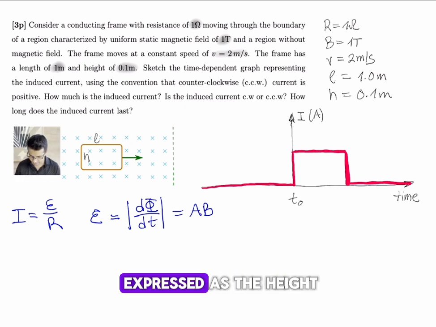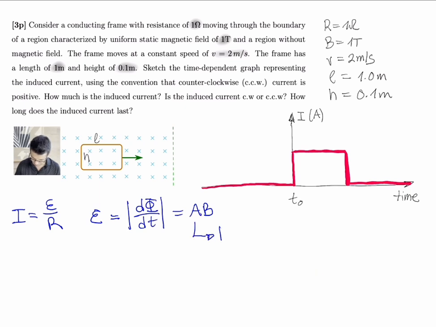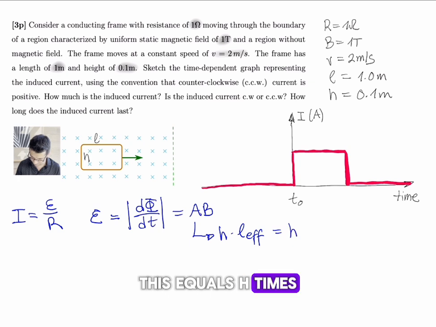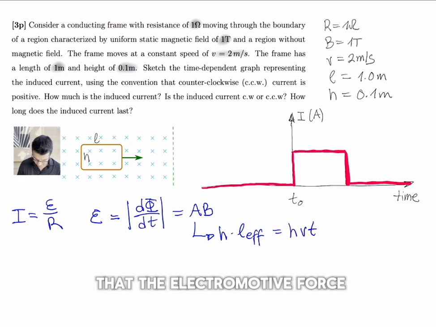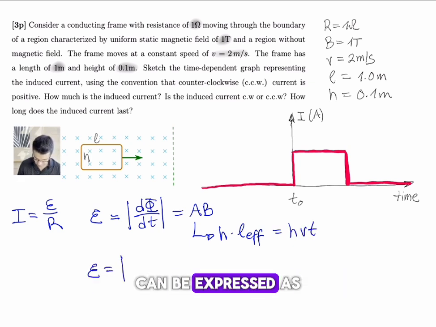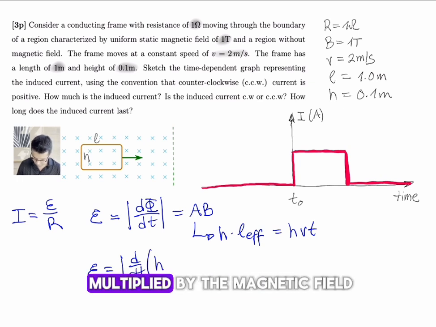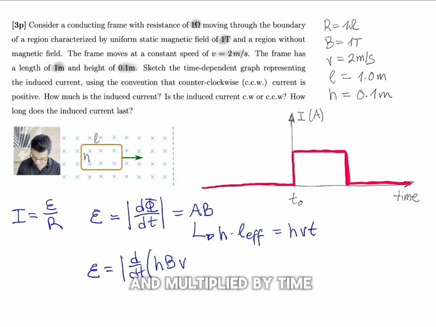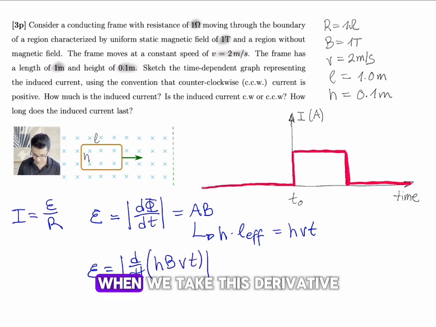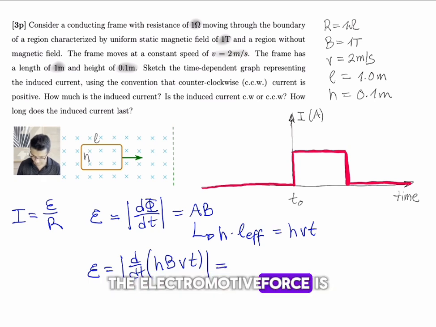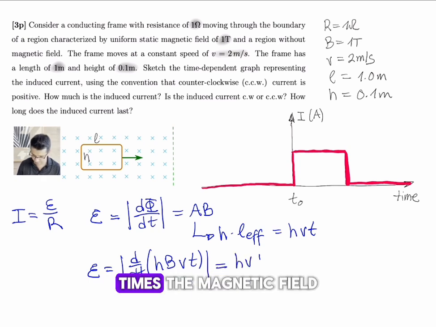The surface can be expressed as the height of the frame multiplied by the effective length which encounters magnetic field. This equals h times the velocity times time. This then tells us that the electromotive force can be expressed as the time derivative of the height multiplied by the magnetic field multiplied by the velocity and multiplied by time. When we take this derivative, the time will cancel, and therefore the electromotive force is simply the height times the velocity times the magnetic field.